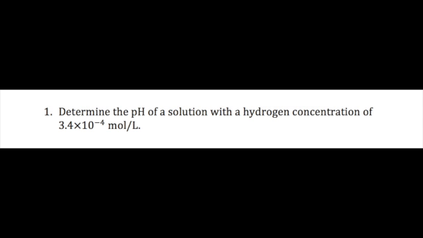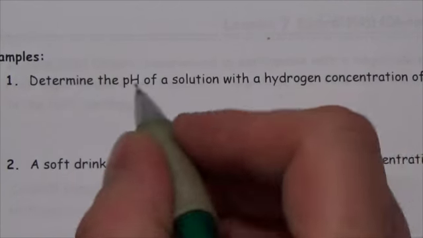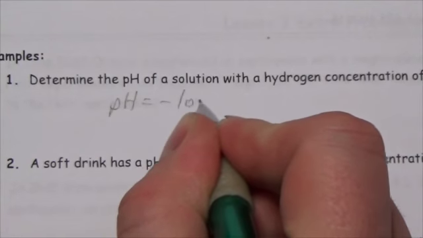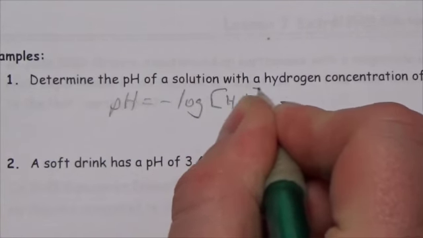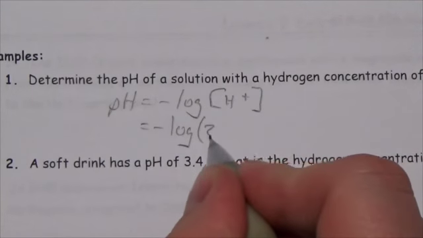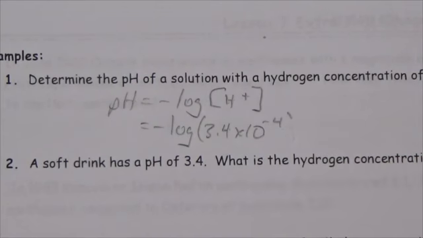Determine the pH of a solution with a hydrogen ion concentration of 3.4 times 10 to the negative 4 moles per liter. Okay, so this first question is really just an application of the formula without any special change to it at all. So the pH is going to be the negative log of the hydrogen ion concentration. So it's going to be the negative log of 3.4 times 10 to the negative 4 moles per liter.